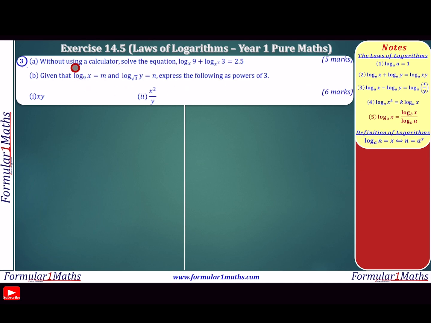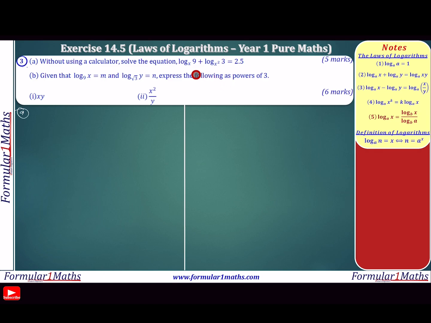Question 3. Without using a calculator, solve the equation log to base x of 9 plus log to the base x squared of 3 is equal to 2.5. B. Given that log to base 9 of x is equal to m, and log to base root 3 of y is equal to n, express the following as powers of 3: i, x times y, and ii, x squared over y.